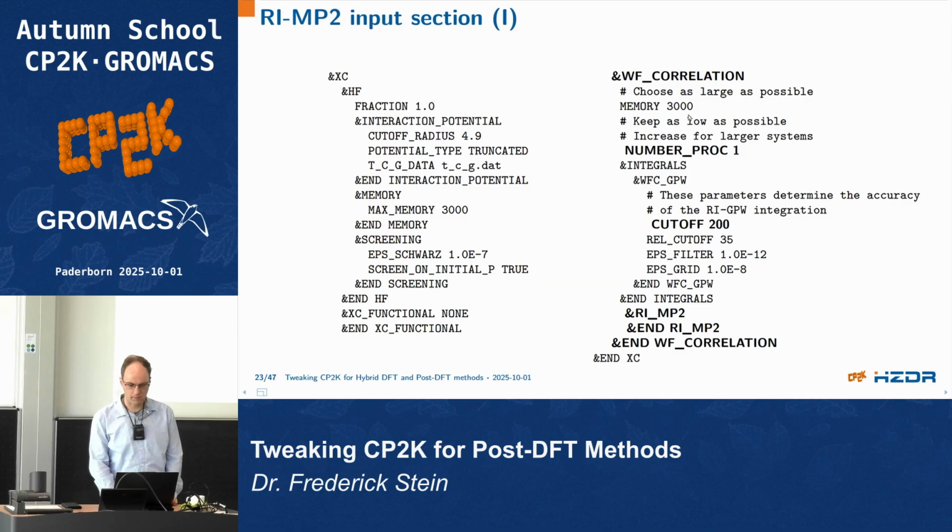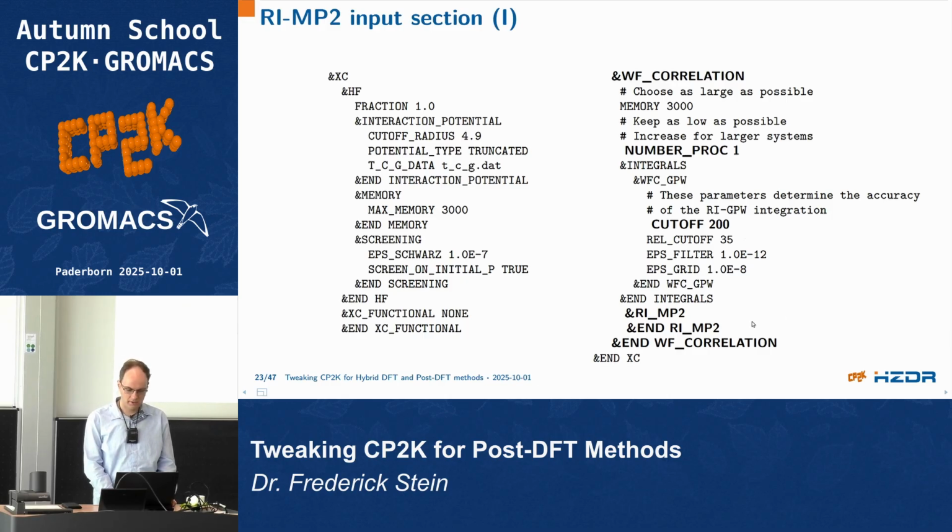In order to set up such an MP2 calculation, we have a new section, which is the wave function correlation section, as shown here. This number of processes is used on several occasions. It should be kept at 1 if possible, but for larger systems it may be necessary to increase that to prevent running out of memory. As we have a GPW-based approach, you of course have to optimize another cutoff, but from my experience, the default cutoff is already accurate enough for most systems. If you are a bit paranoid, you can also go up to 300, but more is actually not necessary here.